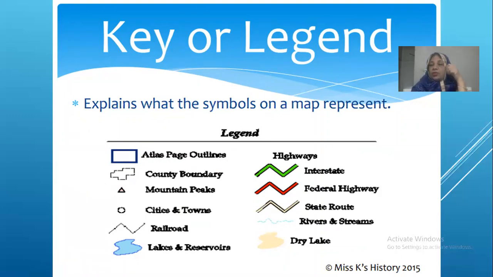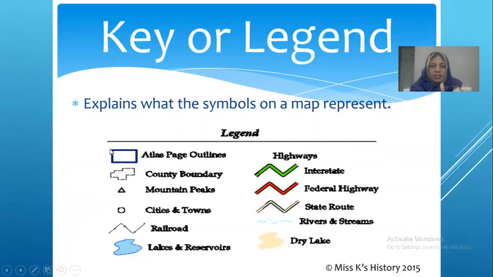Key is also known as the legend. It explains what the symbols on a map represent. Look here, this is the legend, and all these symbols show the different things on the map.